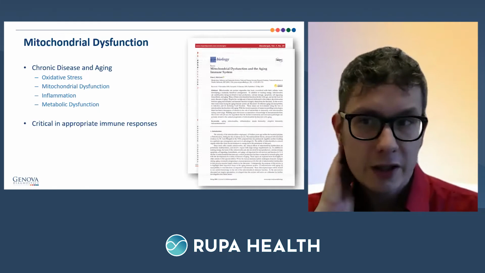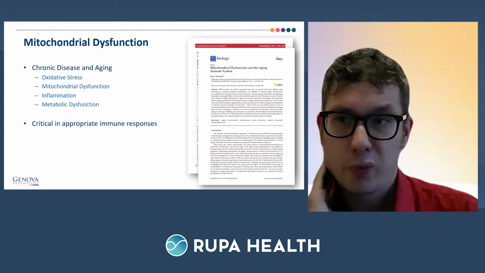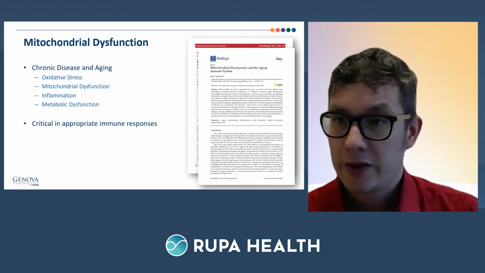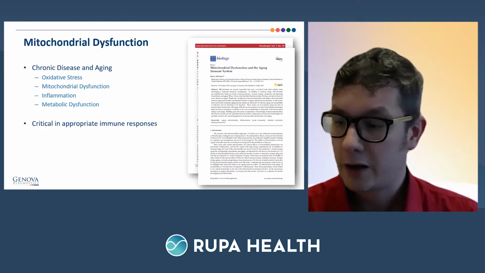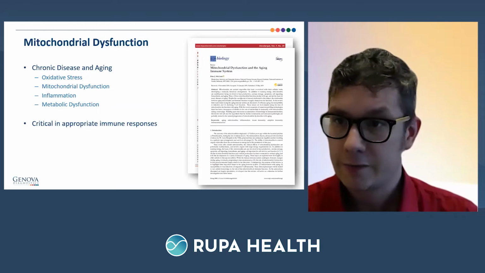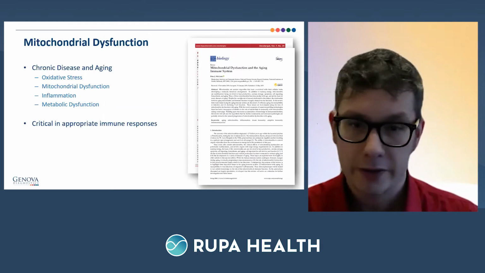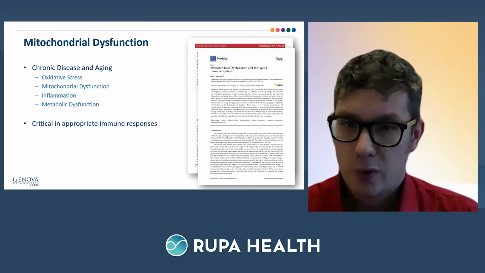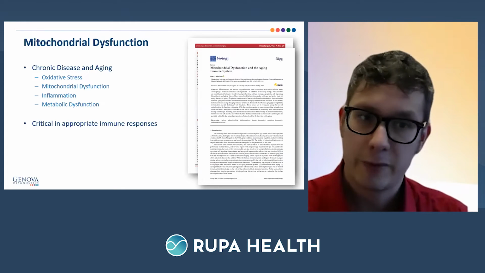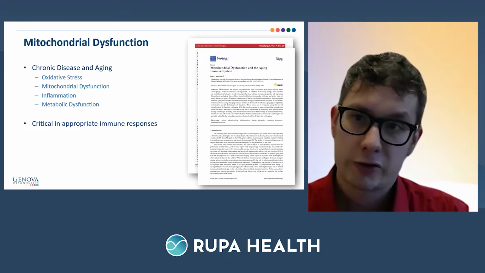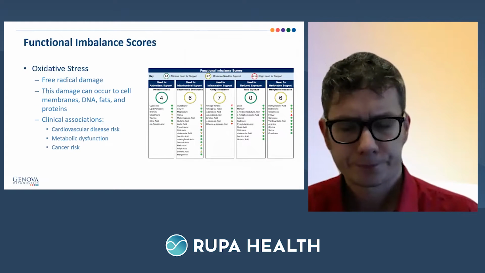And one other fascinating thing, it's critically important in immune responses, because the cells in your immune system that are being charged with attacking and fighting things off and creating balance all require energy as well. And so there's tons of information and research around mitochondrial dysfunction in the immune system.